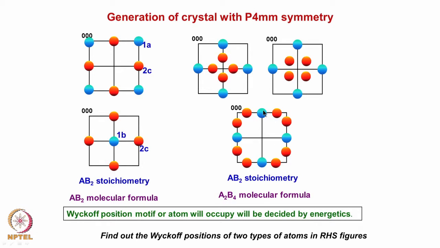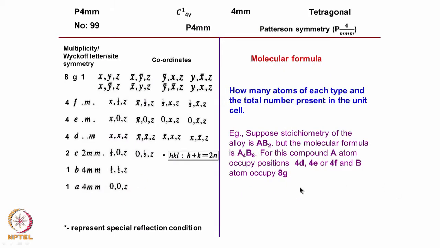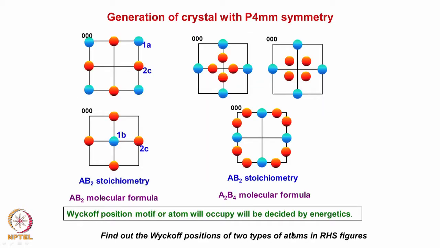What is the other way in which it can happen? There are two possibilities. The A atom can occupy the 4 mm symmetry position at the center also. A atom can occupy this position and B can occupy this position, or A can occupy this position and B can occupy this position. Both possibilities are there, correct? We are considering both these possibilities. But if you construct the full lattice, both of them are the same. You understand that? This is coming again from a symmetry consideration.